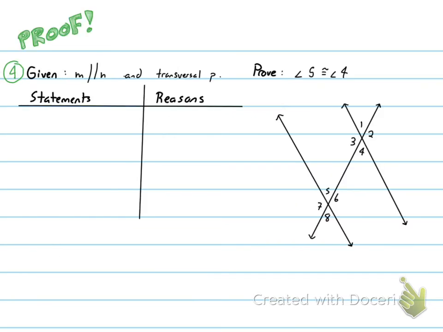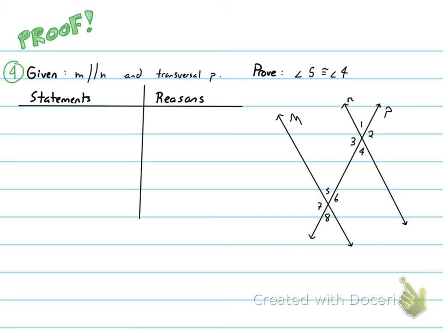Finally, let's end today's video with the proof. I'm given that lines M and N are parallel, and I want to prove that angle 5 is congruent to angle 4. So I might look at this and say, oh, those are alternate interior angles. I'm going to act like I don't know that theorem, so I'm trying to prove the alternate interior angle theorem.